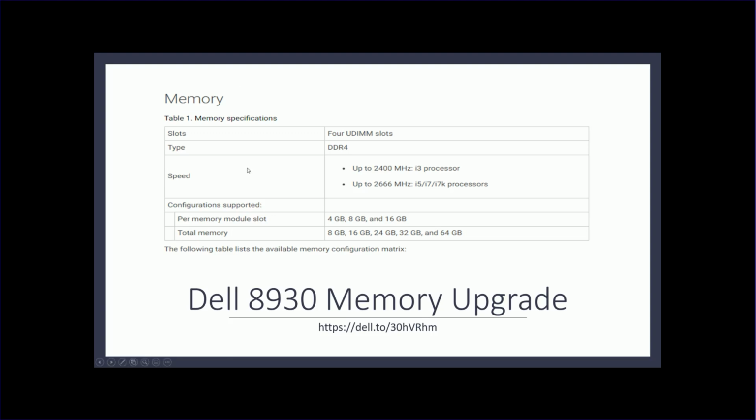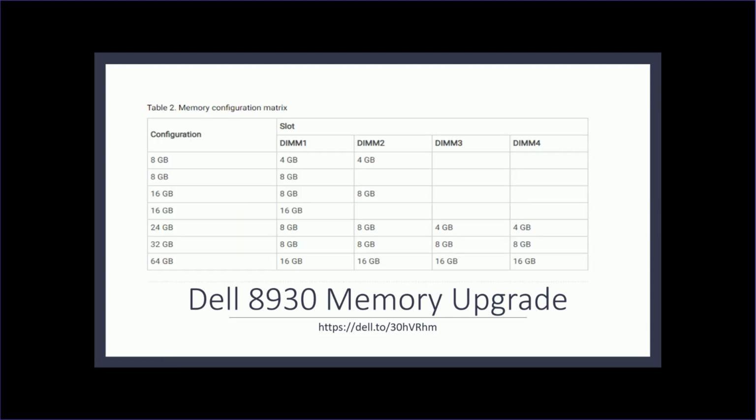This is what I got straight from the Dell website. It says here, memory specifications. The type is DDR4, speed up to 2400 megahertz for i3, and up to 2666 for i5, i7. Mine is i7. It's supported per slot. It says here each slot can take 4, 8, and 16, with total memory of 8, 16, 24, 32, and 64. I'm not sure why they didn't list 48 here.